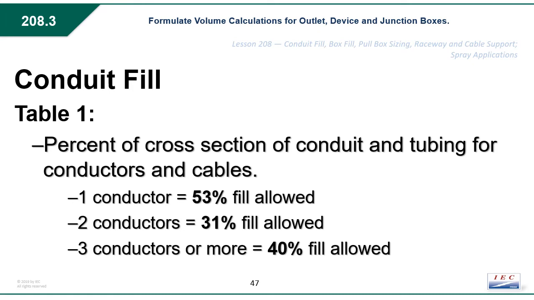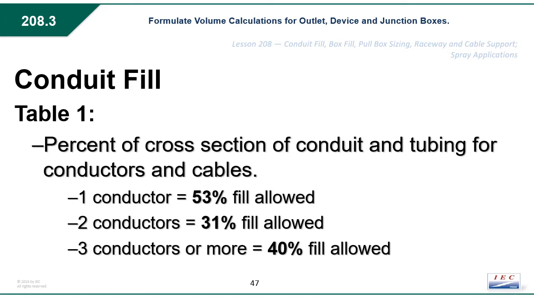One conductor means that I'm only allowed to fill that conduit up 53% if I just have one conductor running through there. If I have only two conductors running through there, I'm allowed to only fill it up to 31%. But if I have three or more, I have a 40% fill allowed for that raceway or that conduit.